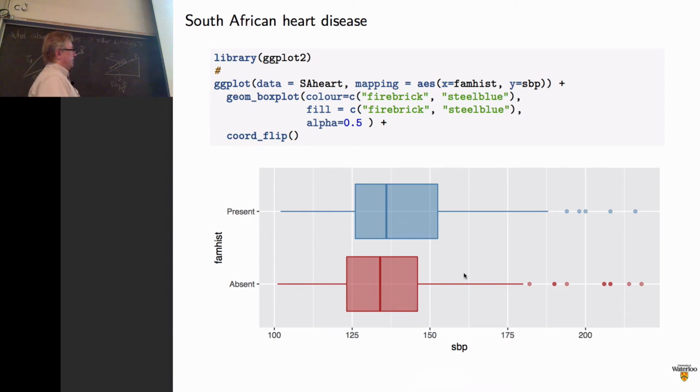You can do that in ggplot as well, just to have this for completion here. So the idea is you've got your plot, you've got your geometry that you're doing, which is a box plot.